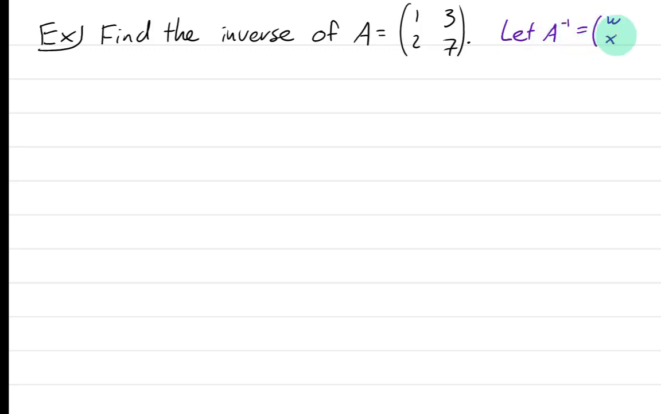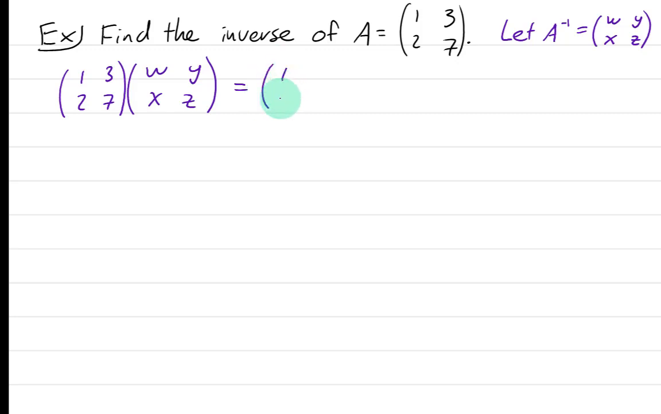Maybe let's call it W, X, Y, and Z. We're trying to find those 4 numbers so that when we do A times A inverse, what we get is the identity matrix. The columns of the identity matrix are, of course, E1, also known as the I unit vector, and E2, also known as the J unit vector.